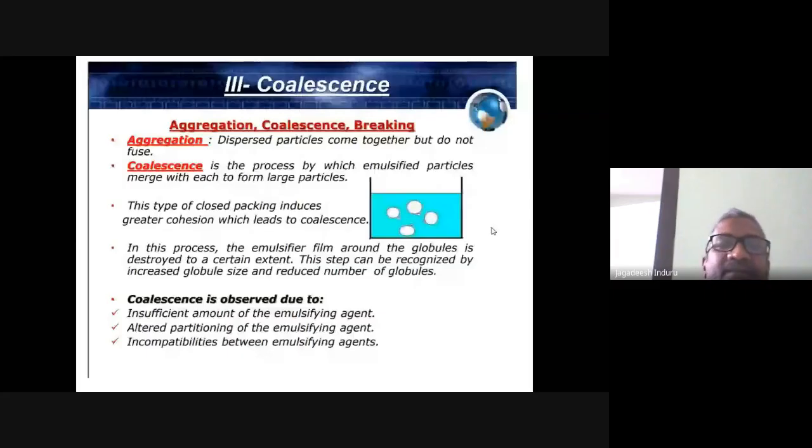The third sign is coalescence. This part you have already seen in the B form itself, so you can easily understand. Coalescence is a somewhat worse sign of instability. It is the aggregation of the dispersed particles together, but they do not fuse. Complete phase separation like breaking is not there, but coalescence is the process by which the emulsified particles merge with each other to form larger particles.